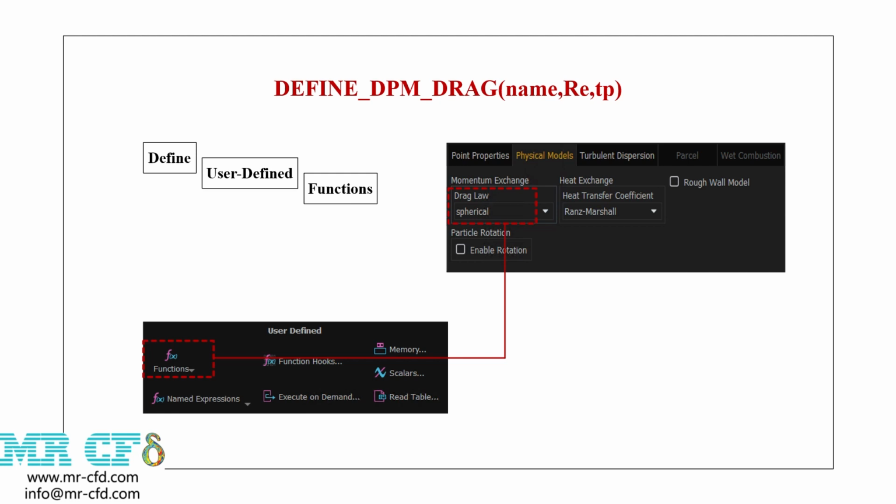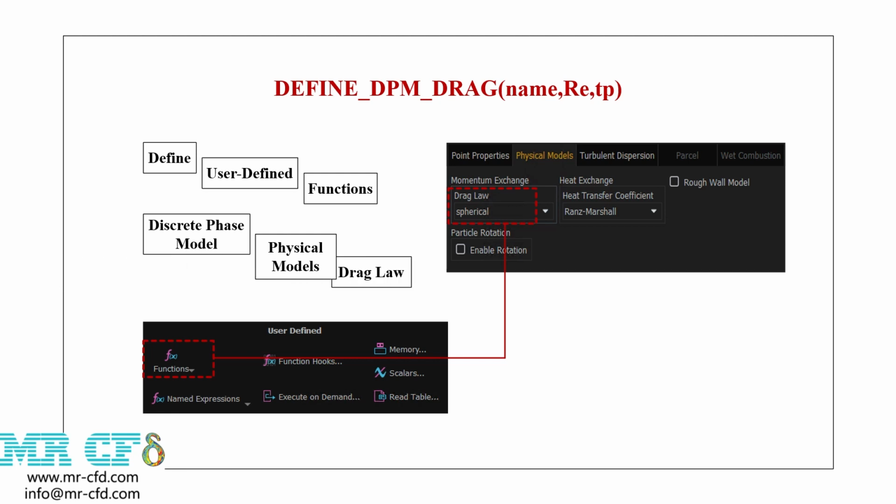Now, go to the discrete phase model settings and define an injection to define the desired discrete particle flow. In the injection settings, go to the physical model header and then the drag law settings. Finally, select and activate the called UDF function.